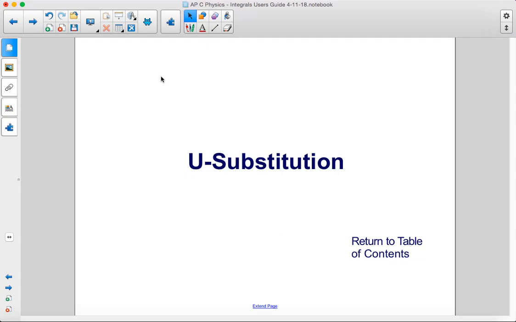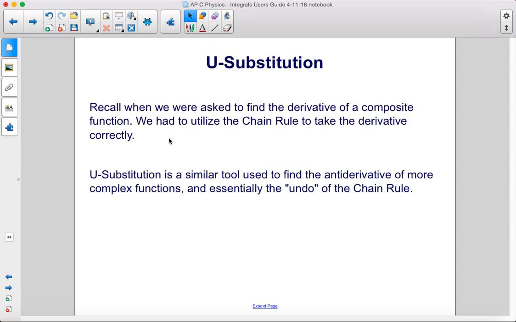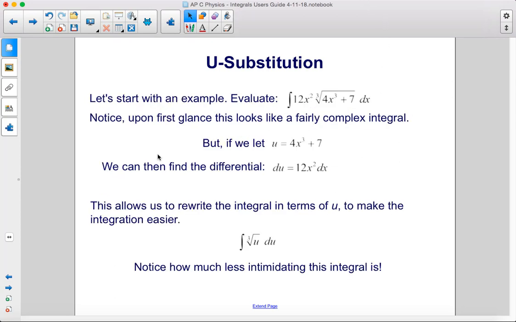U substitution. Recall when we were asked to find the derivative of a composite function. We had to utilize the chain rule to take the derivative correctly. U substitution is a similar tool used to find the antiderivative of more complex functions, and essentially the undo of the chain rule. Let's start with an example.